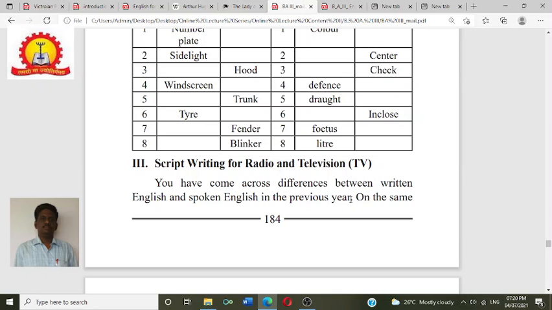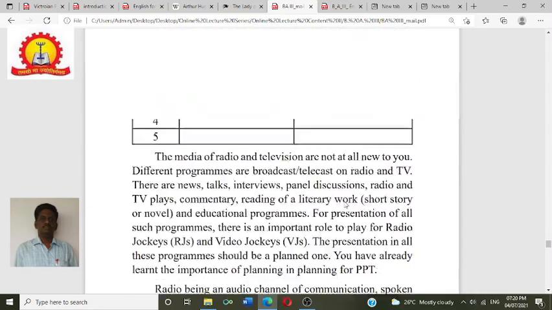Radio is meant to be read aloud, for the audience, for listening purposes. And writing for print media is written for the readers. So this is the difference between these three scripts: script for print media, script for radio broadcasting, or script for a television show. We have read all these things.